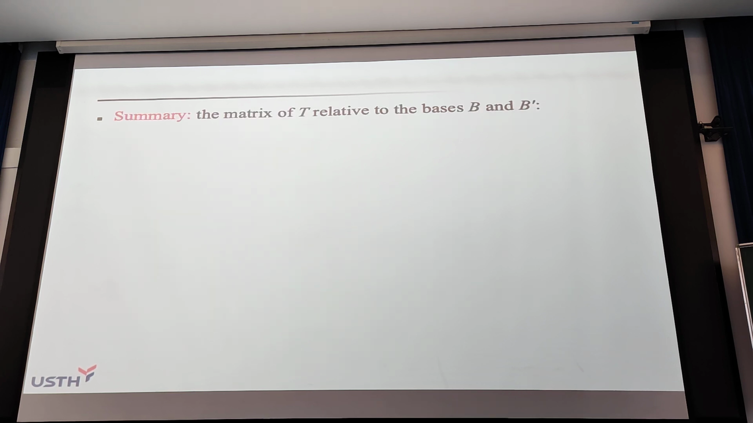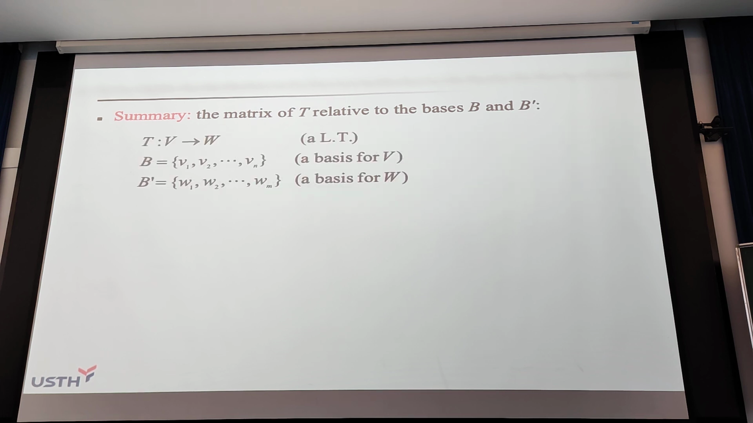So I summarize for you the matrix of T relative to the basis B and B prime, how to get it. Suppose that T is like that, B is given by that one and B prime is given by that one.